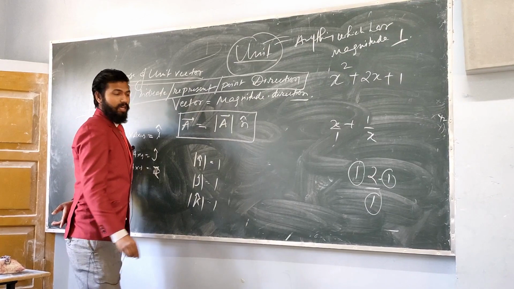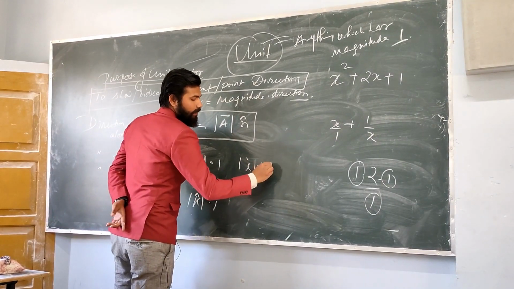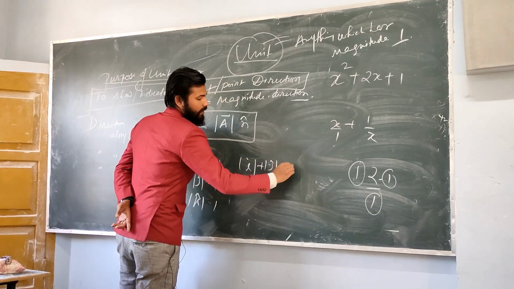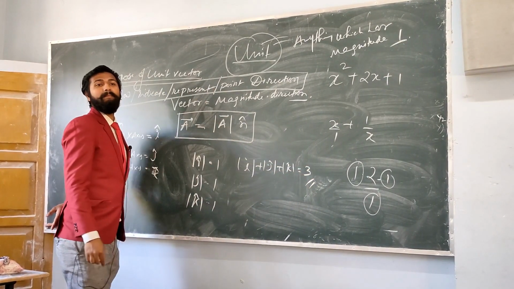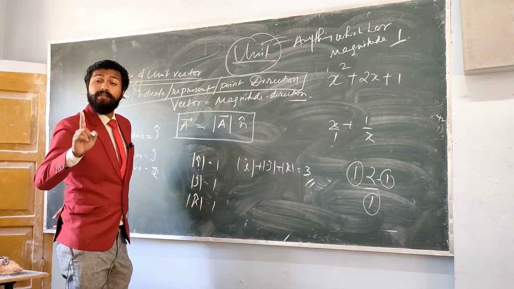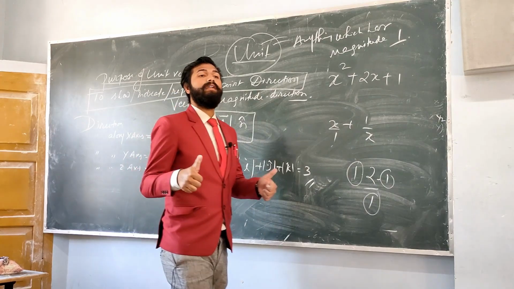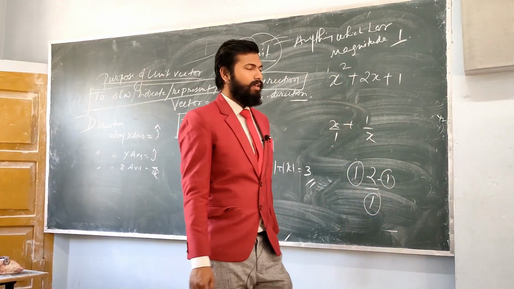Any problem? If I ask you now, i cap plus j cap plus k cap, कितना होगा? 3. i cap plus j cap plus k cap magnitude कितना होगा? I hope that's clear, my dear. Now how to find this unit vector? I will teach you now.